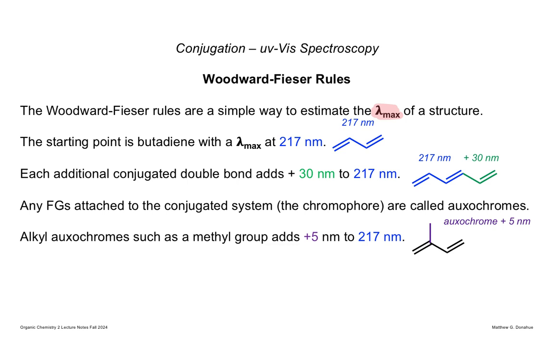The starting point is the butadiene at 217, so that's the core that you're looking for. For every double bond additionally that you add, that adds 30 nanometers to the 217. For every substituent that's not a double bond, so we have a methyl group, that's called an auxochrome. That gives you +5.